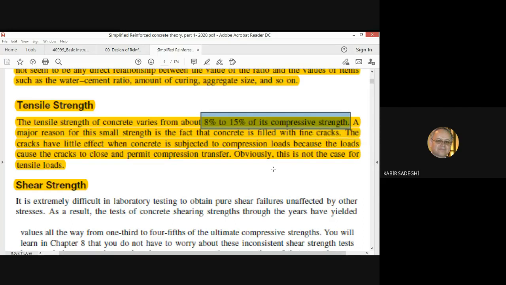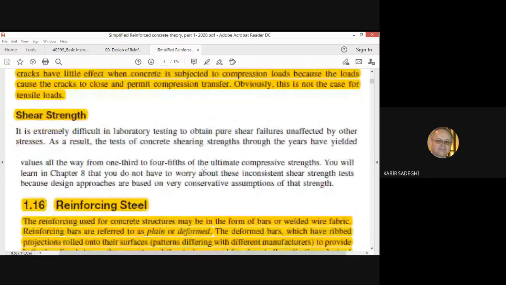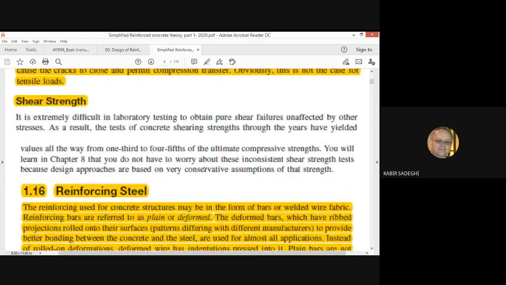compressive strength. Imagine the strength of one concrete is 20 or 25 MPa, megapascal, in compression. In tension it is something about 2 up to 3. And in general, we say 10%, since 8 to 15% is about 10%. Therefore, because of this weakness of the concrete, we use reinforcement. We use steel in the zone of tensile stresses.